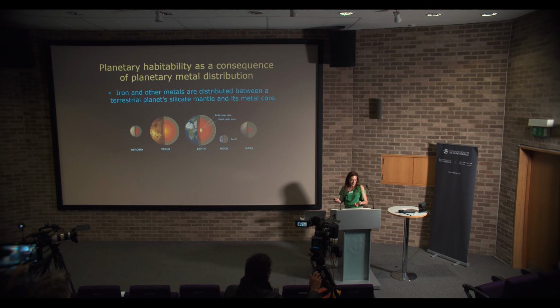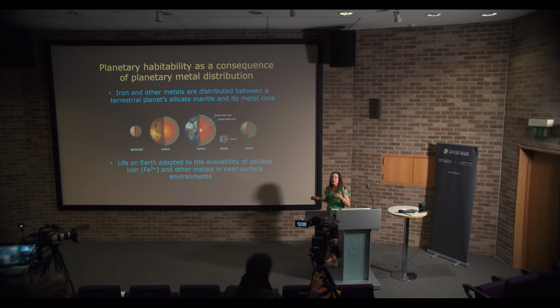So in the next 10 minutes, what I'd like you to do is look through this lens with me of planetary habitability as a consequence of planetary metal distribution. In the simplest possible of ways, what I mean by this is that the metals of a planet are distributed loosely between its core and its silicate mantle. So what we've got here are the terrestrial planets, Mercury, Venus, Earth, the Moon, and Mars. And you can see here that they've got different core to mantle ratios.